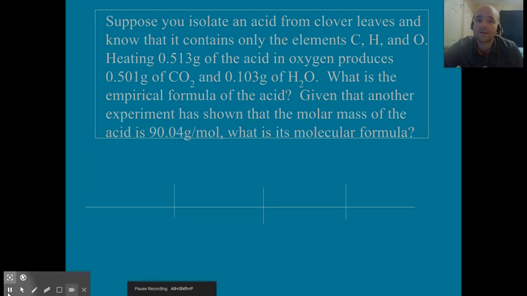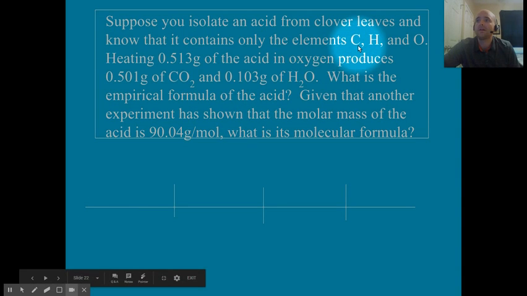I'll point out some of the things that this problem specifically tells you. It does tell you that there is only carbon, hydrogen, and oxygen in our acid. That's the sample that we're analyzing. It tells you the total mass of this acid. It also tells you the mass of CO2 that's absorbed by the combustion analysis, and it tells you the mass of the water that's absorbed by the combustion analysis. It's looking for the empirical formula, and it's also looking for the molecular formula. It gave you the molar mass, and that will be important at the end.